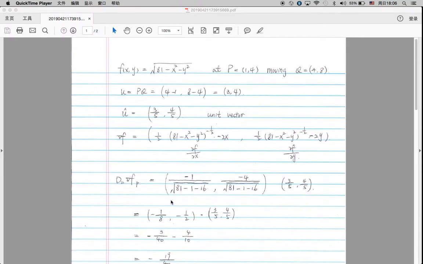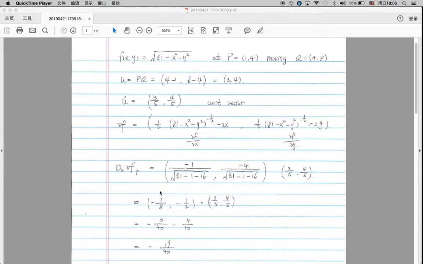So P and Q give us a direction. If we are moving 1 unit in this direction, we are going to have a change of f of x and y by negative 19 over 40. This gives us the change if we are moving 1 unit in that direction. So this is how you calculate the directional derivative.